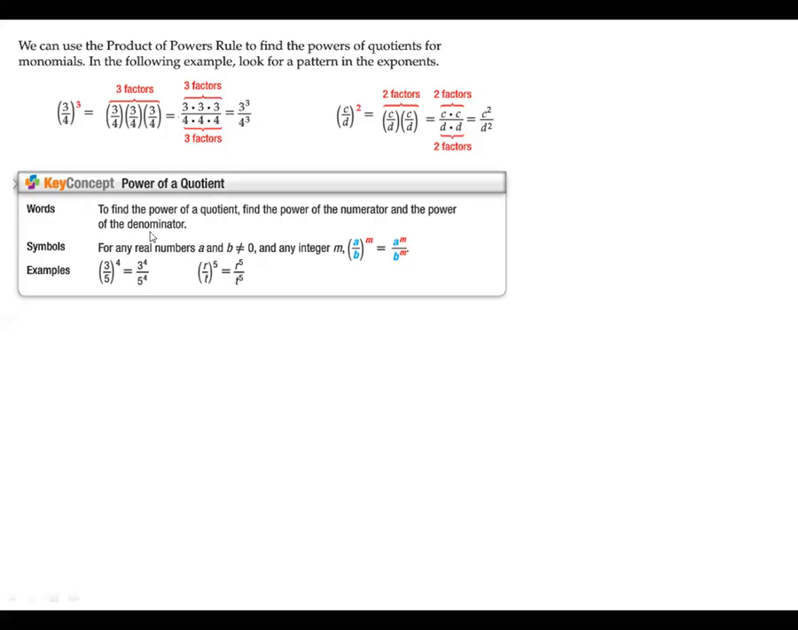So if I have 3/5 to the 4th, that just means 3 to the 4th over 5 to the 4th. If I have r over t to the fifth, that means r to the fifth over t to the fifth.